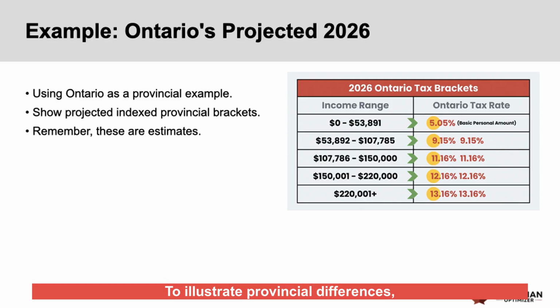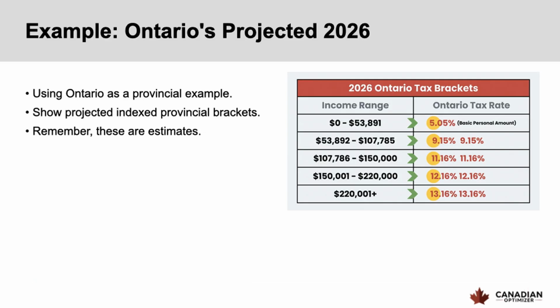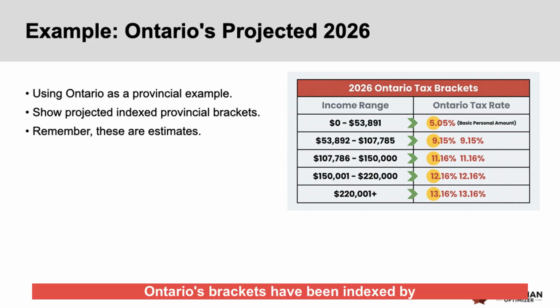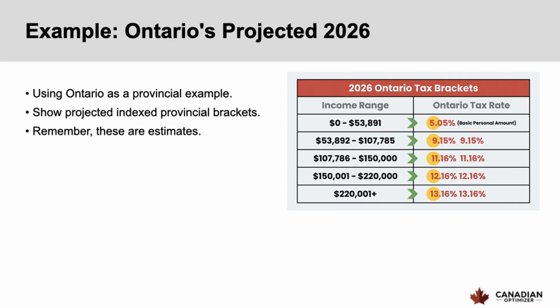To illustrate provincial differences, let's look at Ontario. For 2026, Ontario's brackets have been indexed by 1.9%. The lowest Ontario bracket, taxed at 5.05%, applies to income up to $53,891. The next bracket, at 9.15%, covers income between that threshold and $107,785. Brackets then go to 11.16%, 12.16%, and finally 13.16% for high earners.